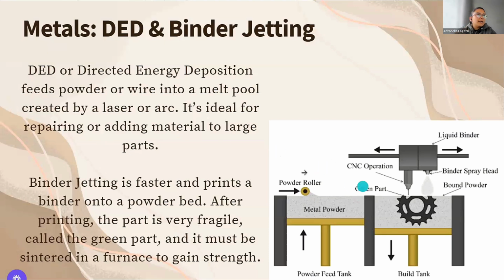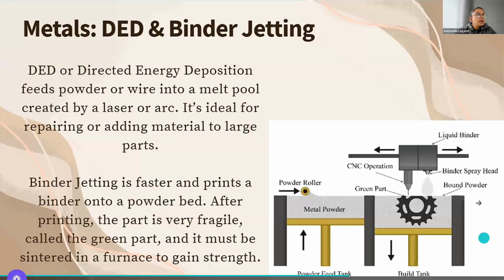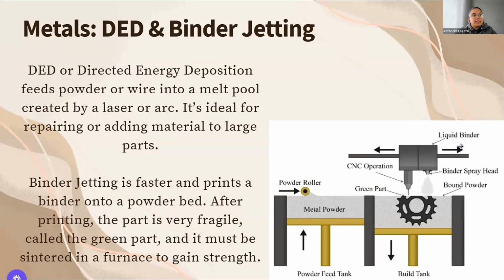We have here a diagram of this process, and this binder jetting can be used with metals, but also with polymers, like a paper printer, for example.